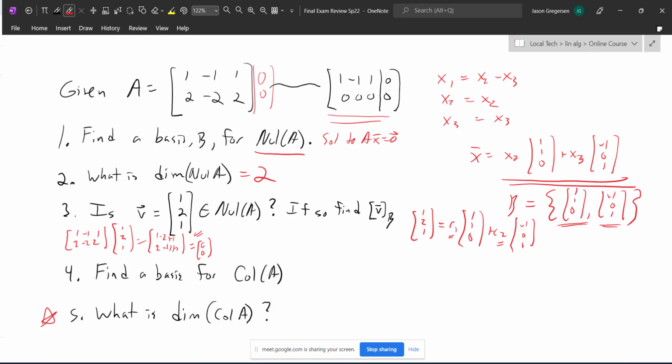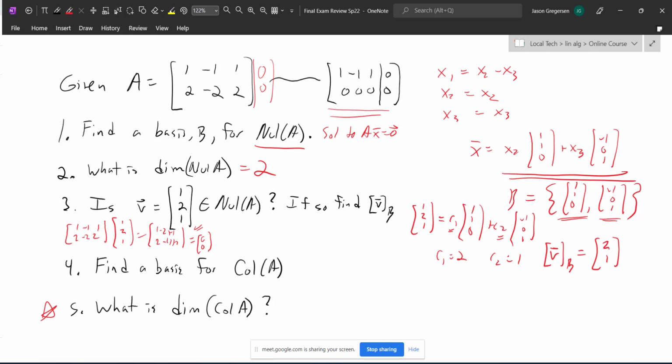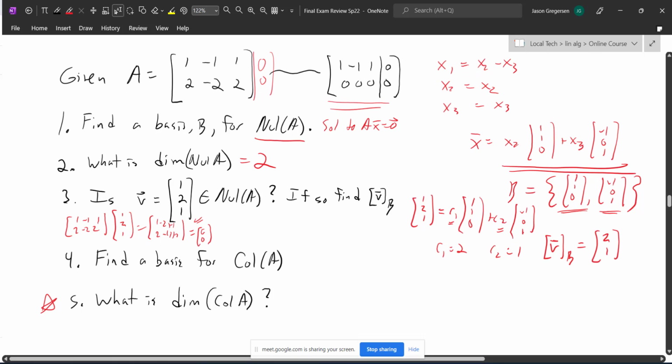In this case, I can eyeball this one. I could of course do row reduction, but I can see that c1 would have to be 2 to get a 2 in the second component. And if that was true, then c2 would have to be 1 to generate v. Once again, I can eyeball it, but I could certainly solve that with row reduction. That tells me that the coordinates of v in terms of the beta basis would be (2, 1). Remember, the coordinates are how much of each basis vector you need to build a particular vector. Any questions so far about null space, basis, dimension, or coordinates?